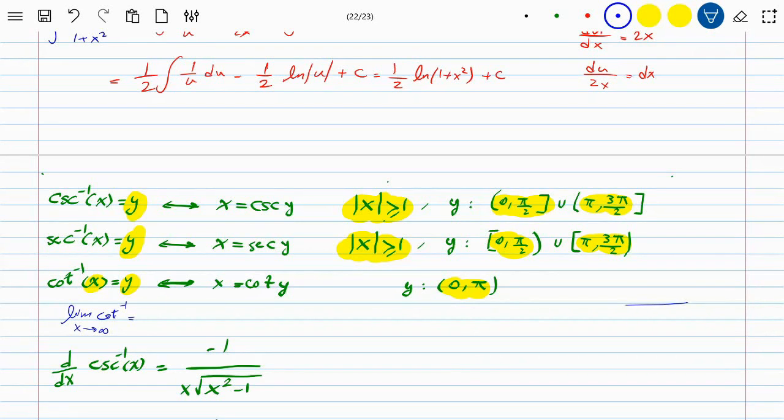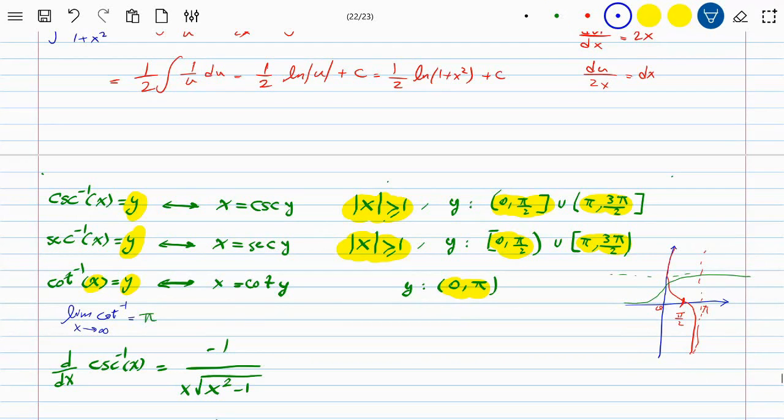Let me give you a kind of a sketch of the graph. Cotangent kind of looks like this, from 0 to pi. This is pi half in the middle. This is pi, this is 0. So if you reflect about this line, the 45-degree line, what you get is something like that. So as x approaches infinity, the y value is approaching pi.